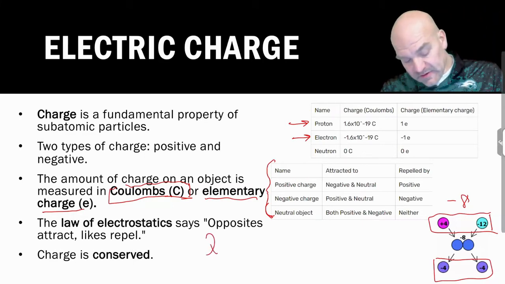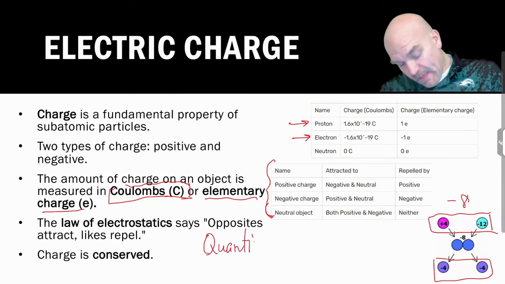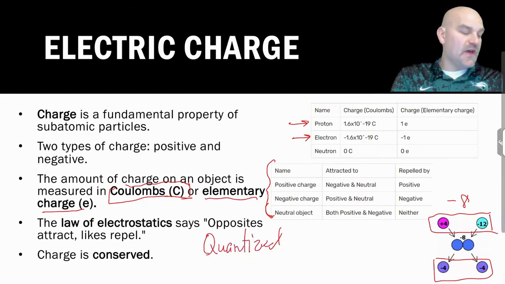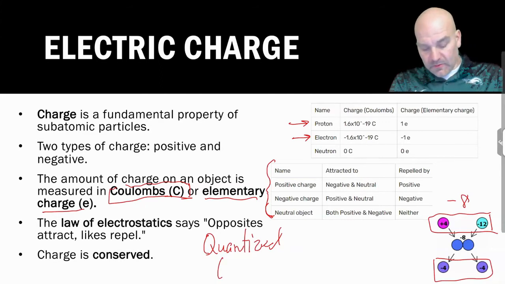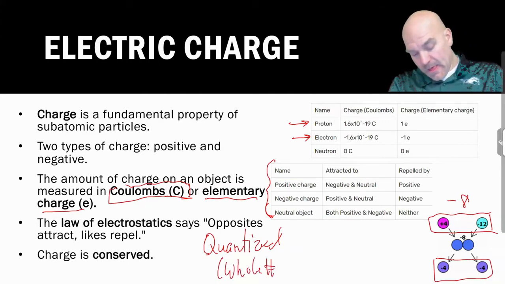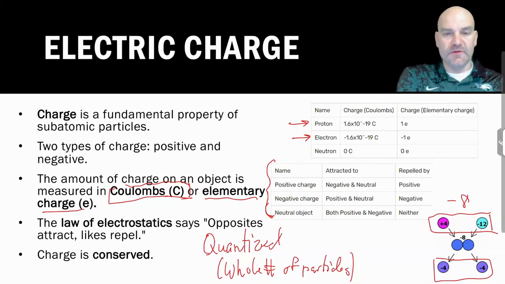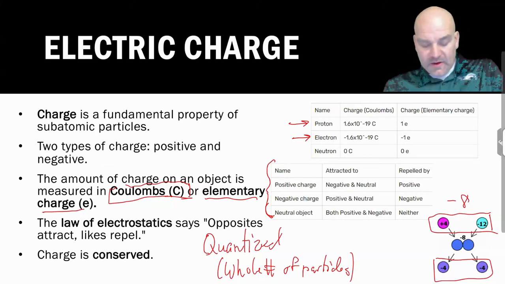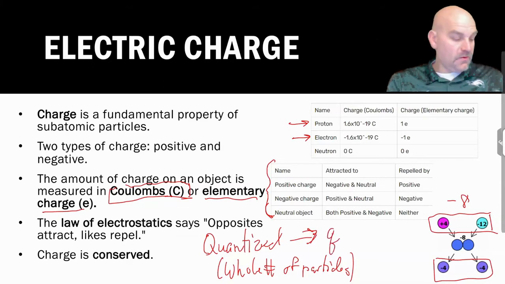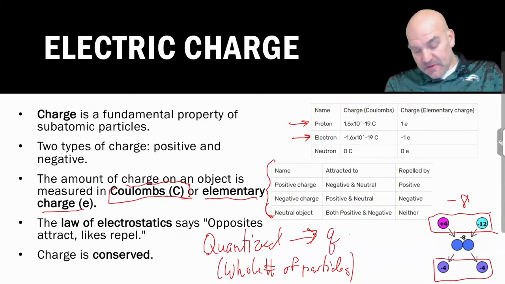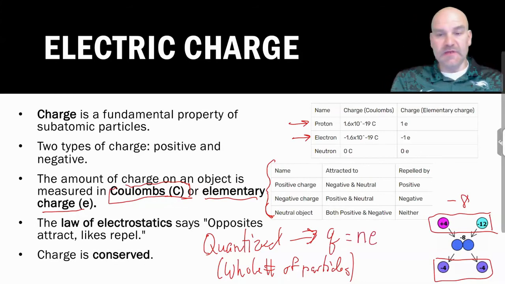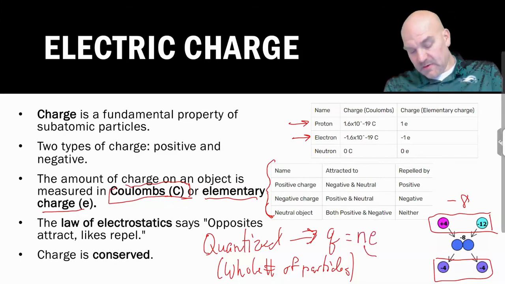Charge is also what we call quantized. And what quantized really means is that it's a whole number of particles. You're never going to get like 2.5 electrons. It's always going to be 2 electrons or 3 electrons, 2 protons, or 3 protons. And if you get a question like that, to figure out how much charge, we call charge Q, and it's just simply going to be the number of particles times e.